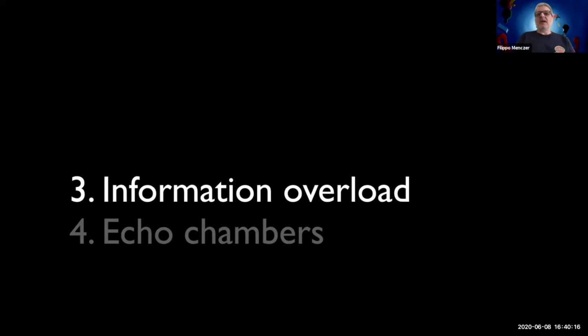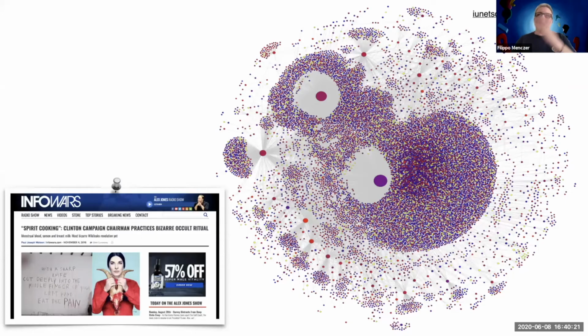Number 3, information overload. So when we look at a picture like this, this is a diffusion network for one particular piece of misinformation, of fake news that went viral during the 2016 elections, which was claiming that the Clinton campaign was involved in satanic rituals. And this was one of the most viral pieces, and we study the structure of these networks, and Twitter accounts connections represent retweets in this particular case, and the color of the nodes represents the likelihood that an account is automated, a social bot, and I'll come back to that later.